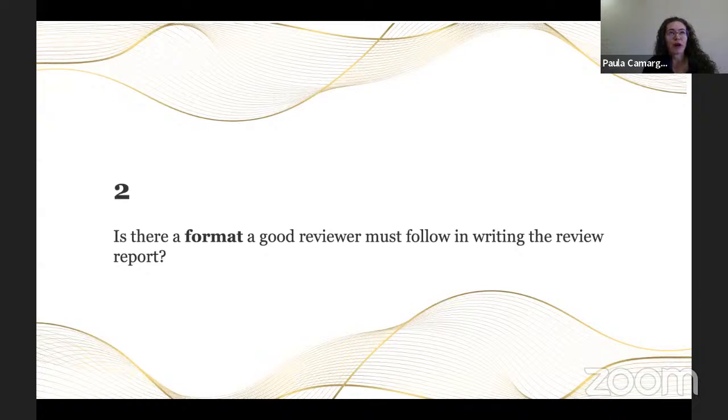Or it's also very common to read the reviewer writing, this study doesn't add to the current knowledge. So what's not adding and why? So be very specific.